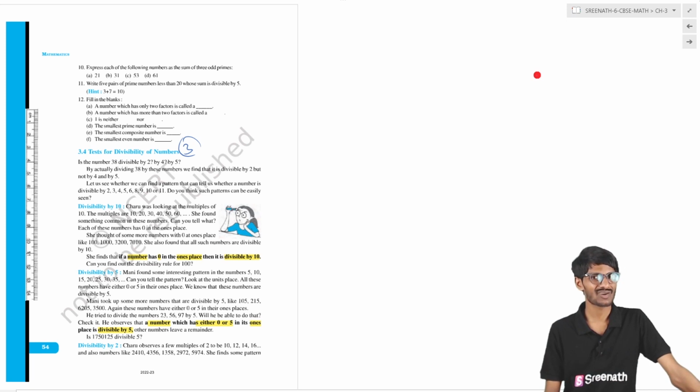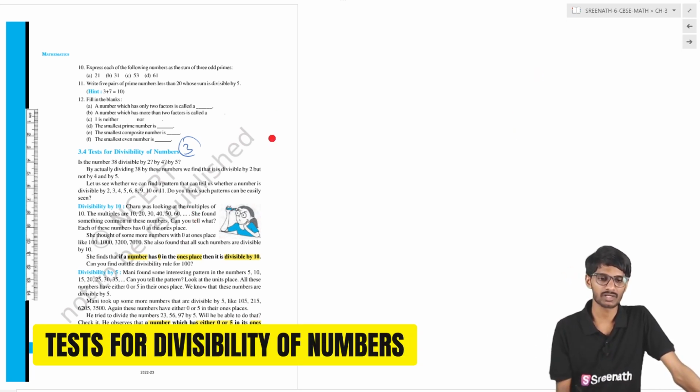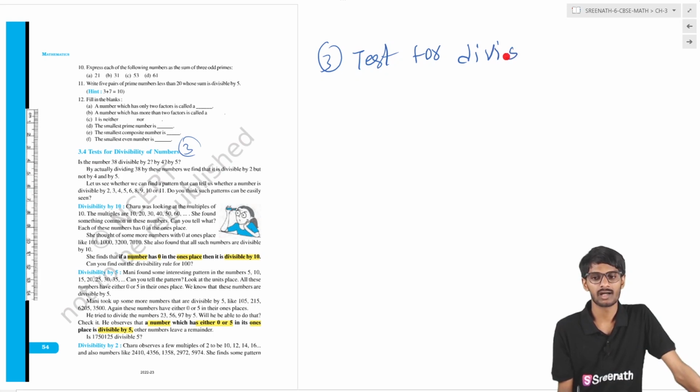That's it, students. We have completed the second topic also. Now we will start the third topic. So what is the third topic? That is test for divisibility of numbers.